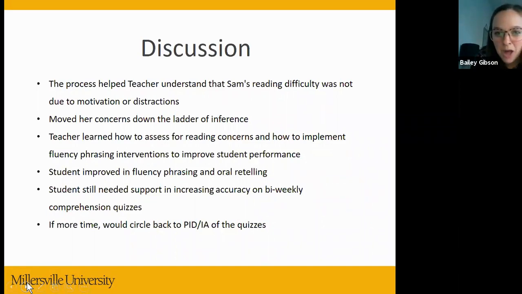So bottom line, the teacher was able to move down that ladder of inference and identify reading difficulties and that they were not due to motivation or distraction. She learned how to assess for reading concerns and implement fluency phrasing interventions to improve his performance and other student performance possibly in the future. The student did improve his fluency phrasing and oral retelling, but he would still need some support in increasing accuracy on those biweekly comprehension quizzes. So if there was more time, like I said, I would circle back to that problem identification and analysis for the reading quizzes.